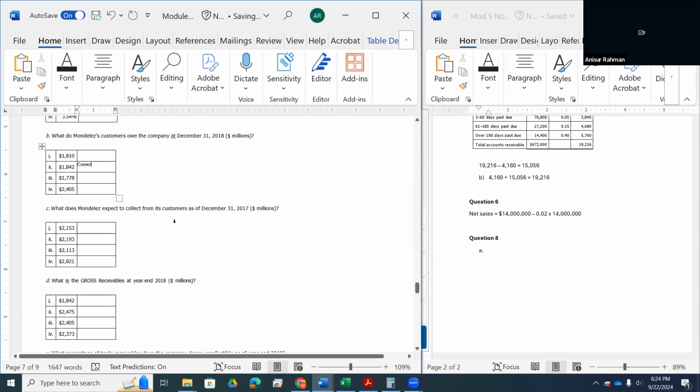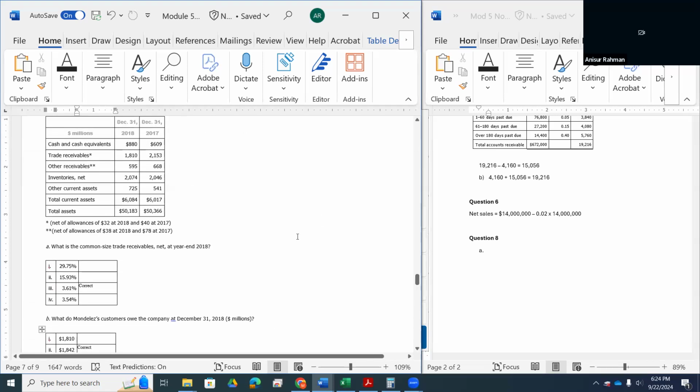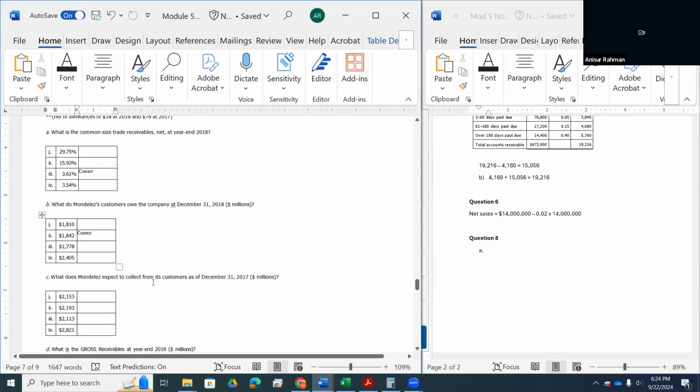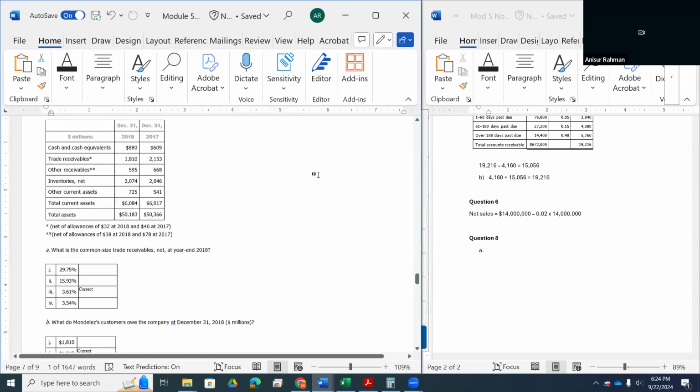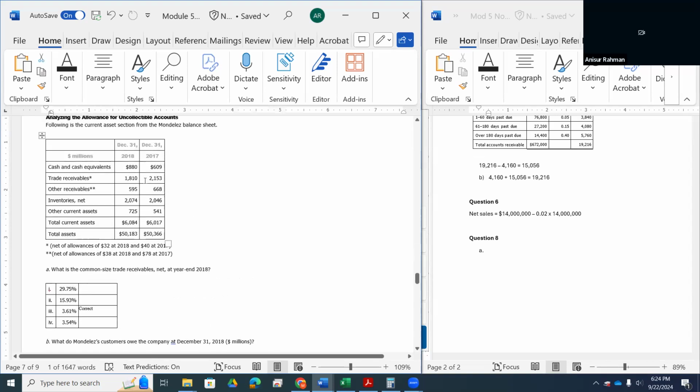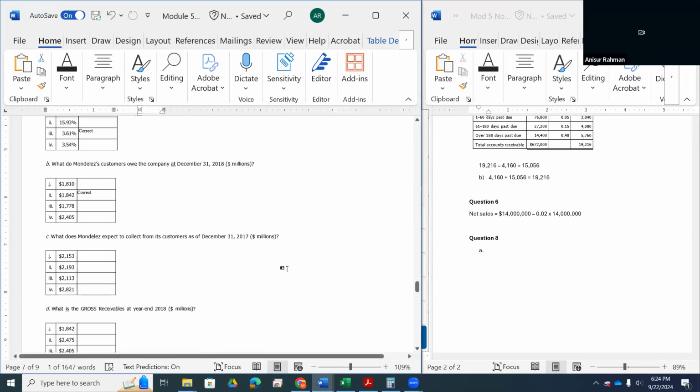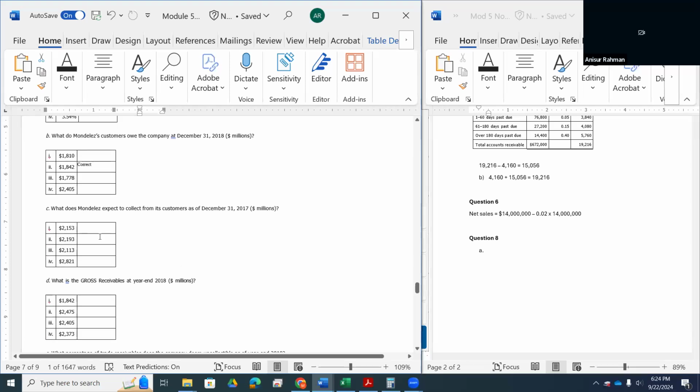What does Mondelez expect to collect from its customers at December 31st, 2017? Expect to collect in 2017. So that is the net of allowance and customers. It is talking about the customers. So we are talking about trade receivables, not the other receivables. So in 2017, 2,153. So that is the correct answer.